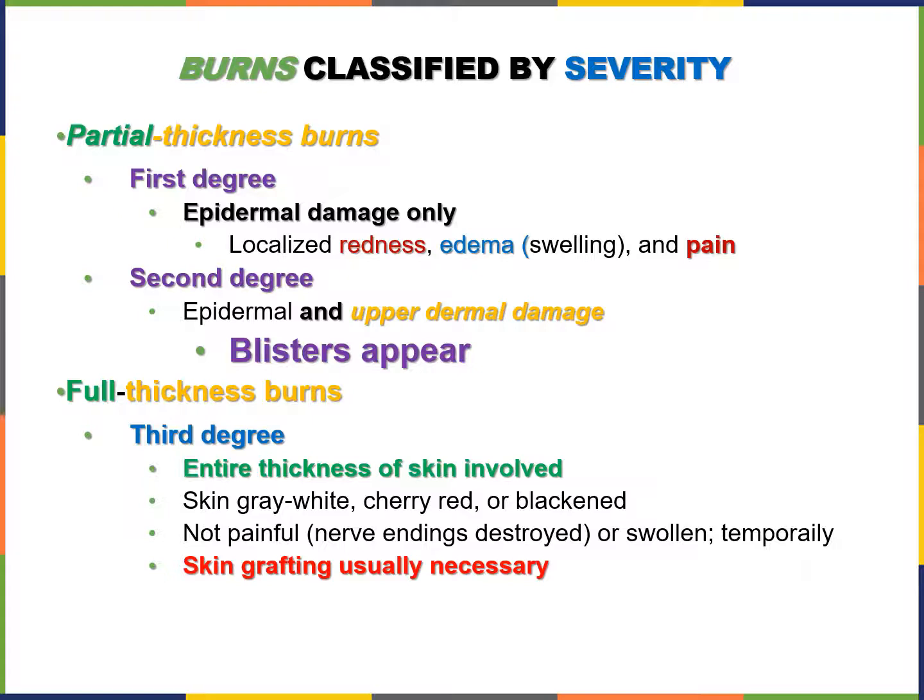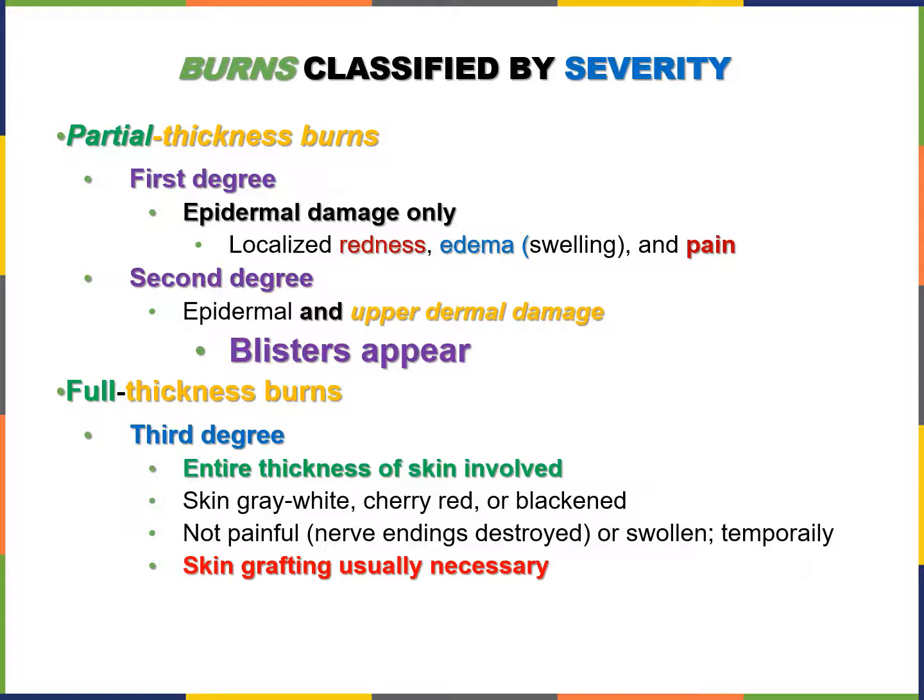We can classify burn severity in a couple of ways. Partial thickness burns include the first-degree burn, with epidermal damage only, localized redness, a little bit of swelling, edema, and pain. Second-degree burn involves epidermal and upper dermal damage, and we normally see blisters here. Full thickness burn is a third-degree burn.